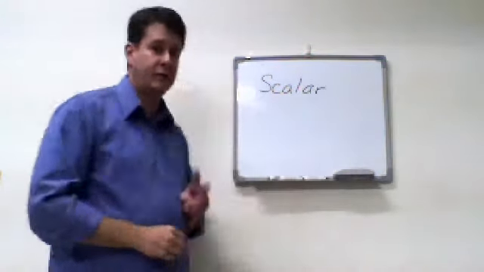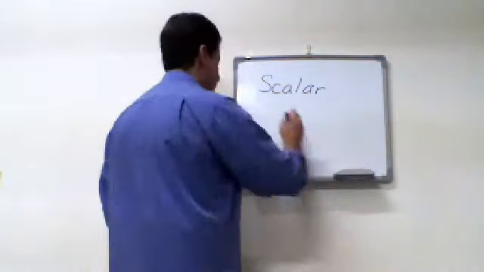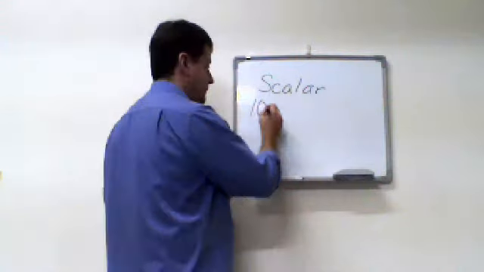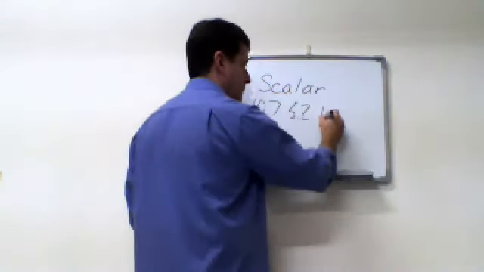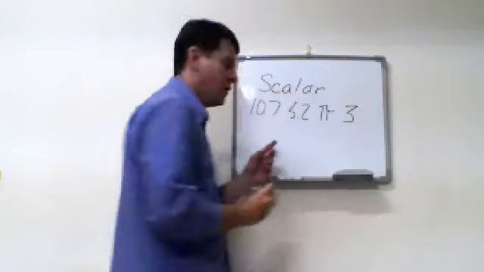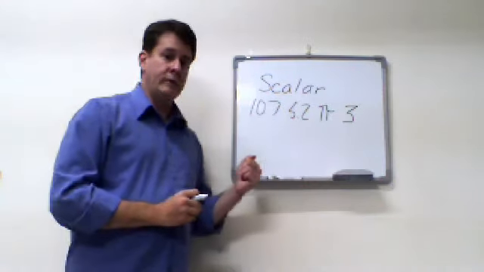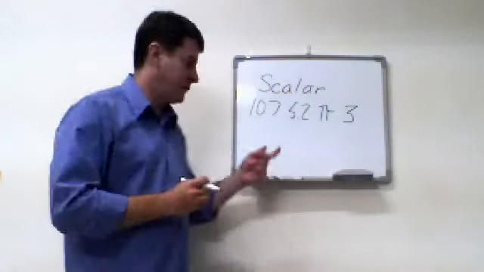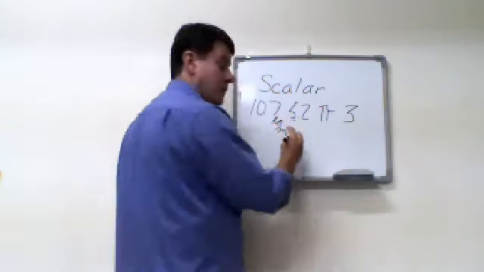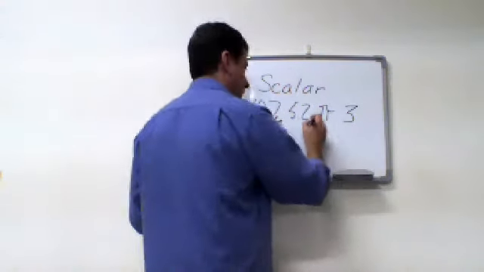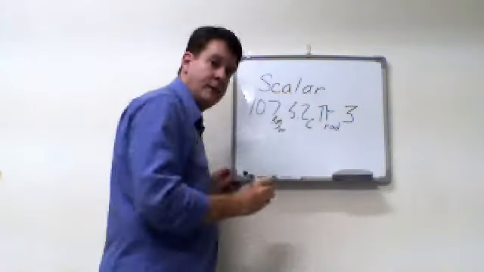Now, a scalar has two parts to it. First part is the magnitude part, simply a number. For instance, 10.7, maybe 5.2, pi, and 3 are all possible numbers for a scalar. The second part of a scalar is the unit. For instance, it might be 10.7 kilometers per hour, might be 5.2 degrees Celsius, it might be pi radians, and you may have 3 bananas.